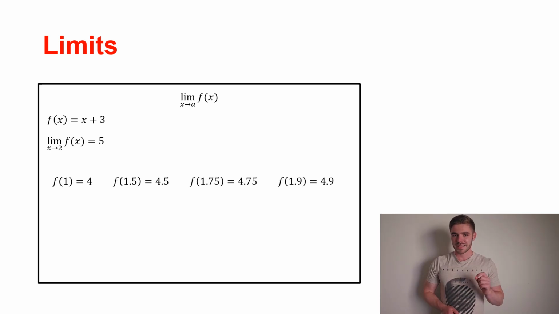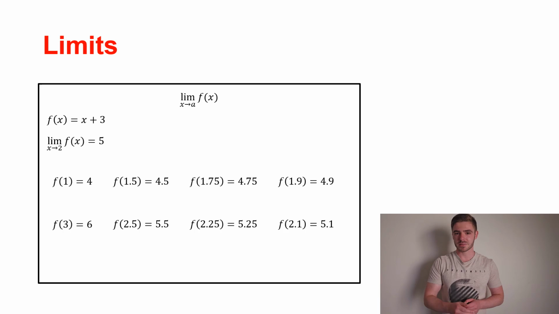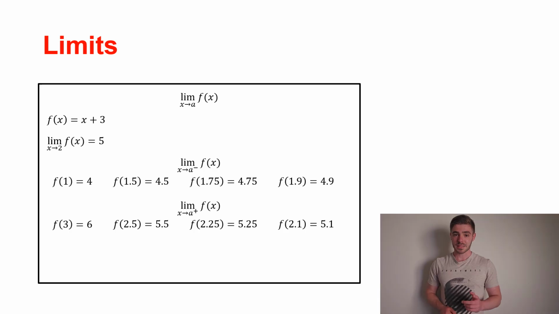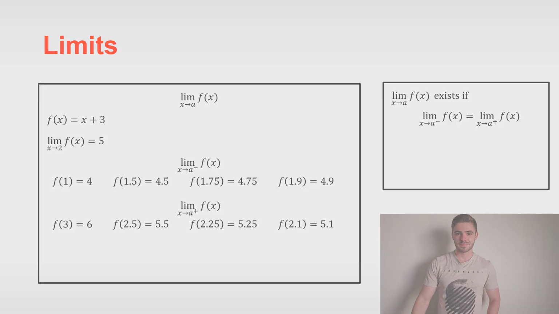Here's the thing. It's just as valid to go from smaller values of x to larger values of x as it is to go from large values of x down to smaller values of x. We differentiate between these two approaches by adding either a plus sign or a minus sign to the limit. A limit is said to exist if the limit as approached from the negative side is the same as the limit approached from the positive side. Let's look at a few examples which explore this idea.